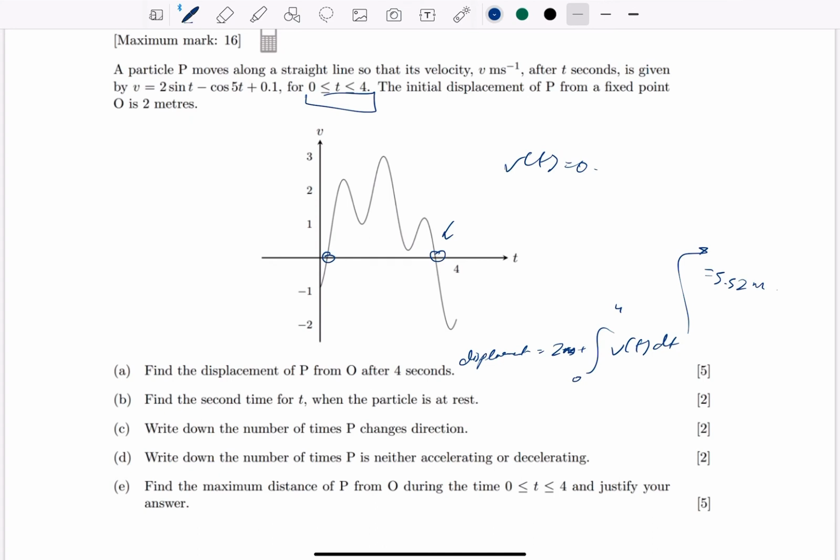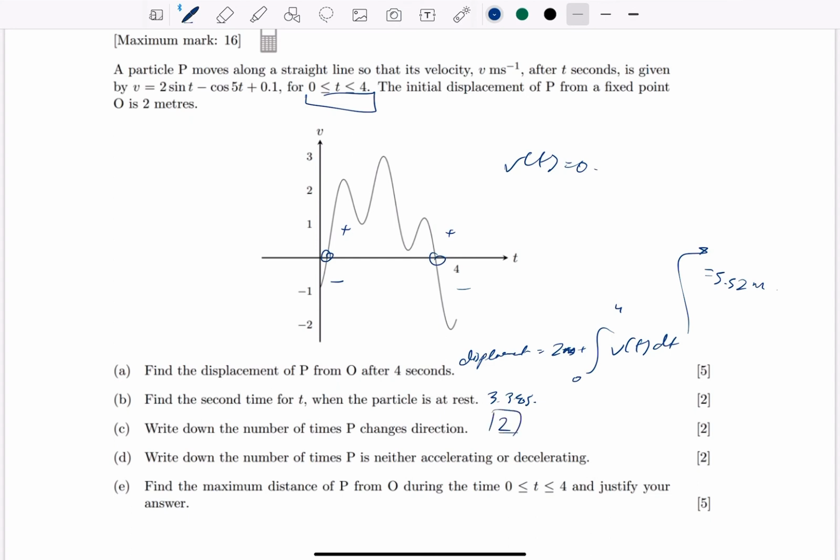And so let's see what I get here. I get 3.38 seconds. Write down the number of times P changes directions. P changes directions whenever we go from a negative velocity to a positive one, or a positive one to a negative one. And that only happens twice because we only have 2 roots, so 2.